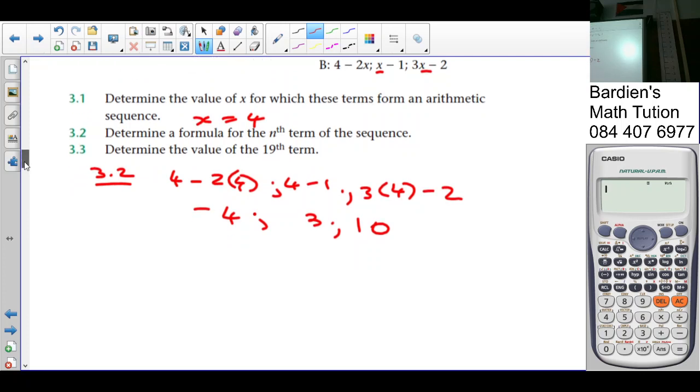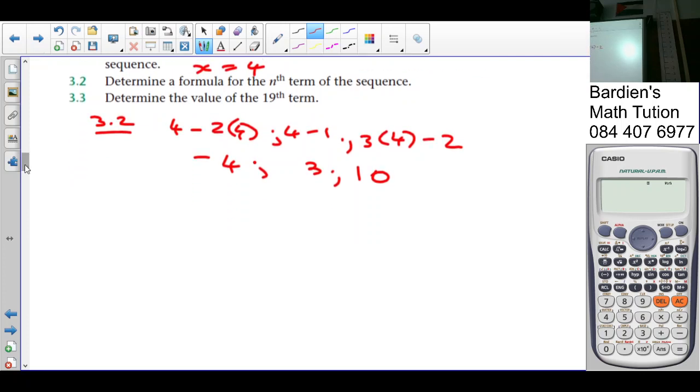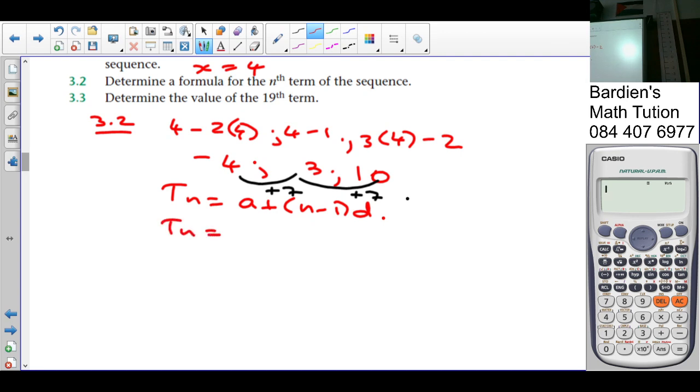So for the formula, what would it be? Tn is equal to a plus (n minus 1)d. How do I move from one term to the next? Adding 7. And then? Adding 7. So it's going to be Tn is equal to negative 4 plus (n minus 1) times 7. Are you all with me?